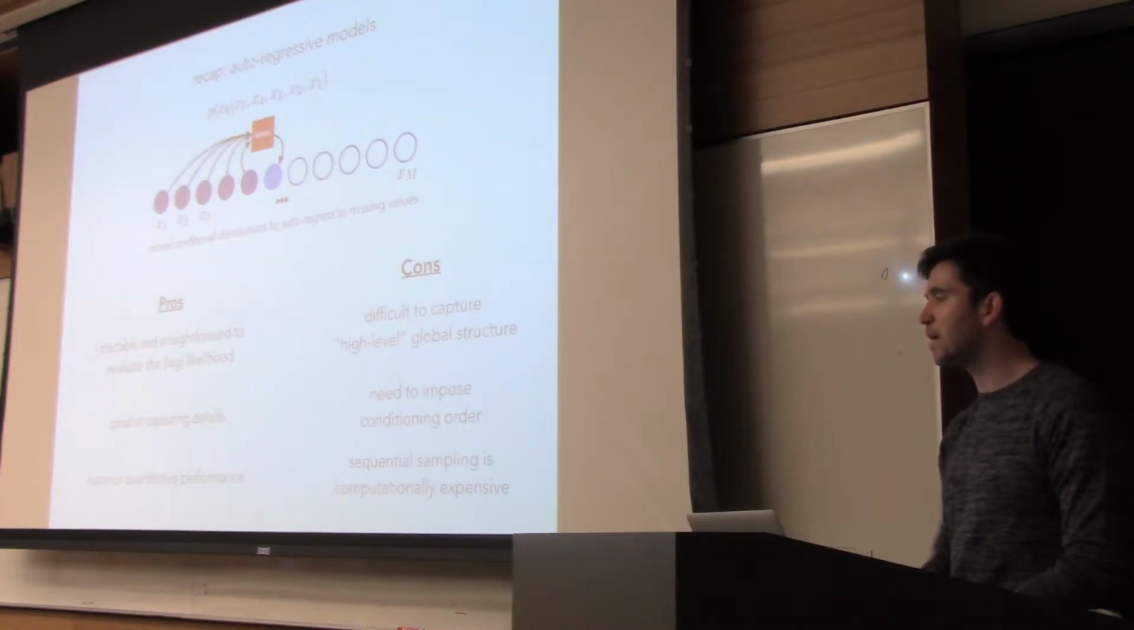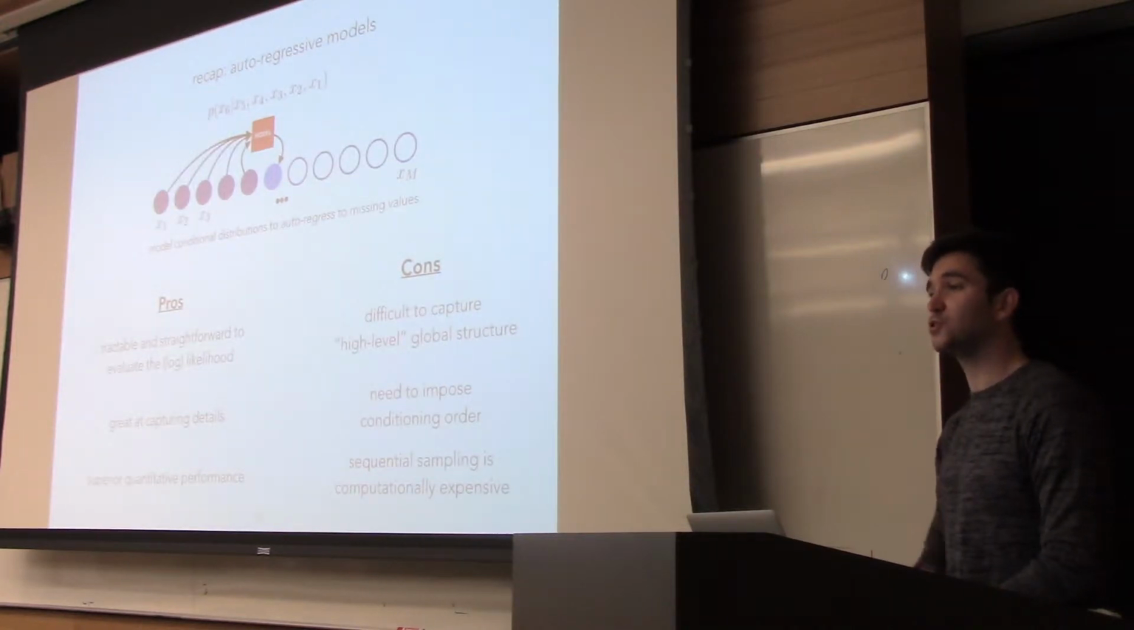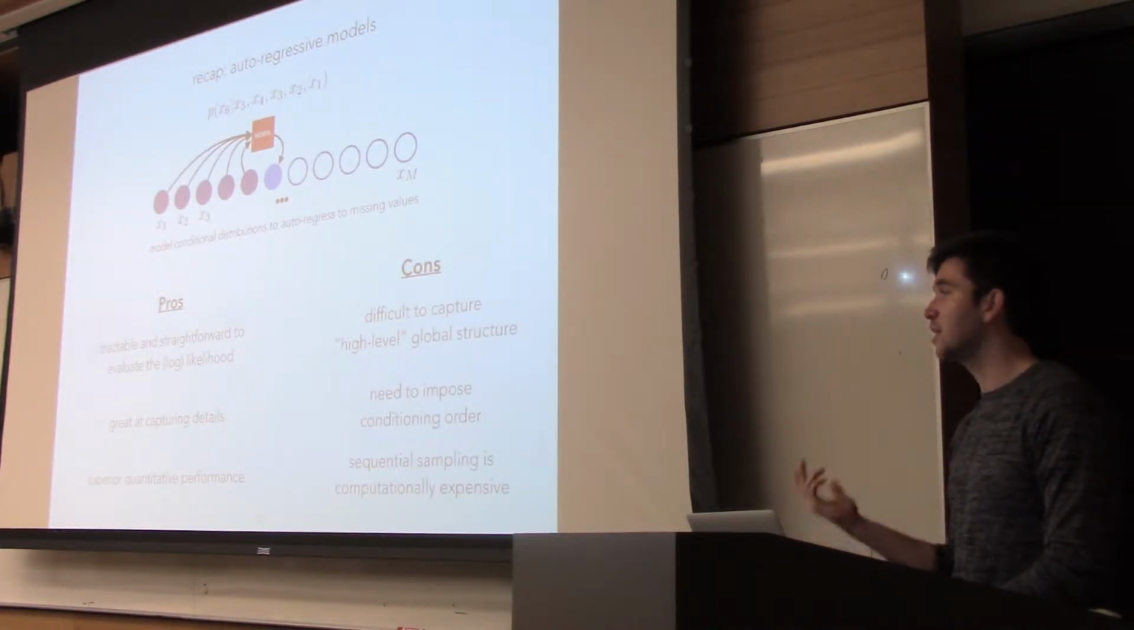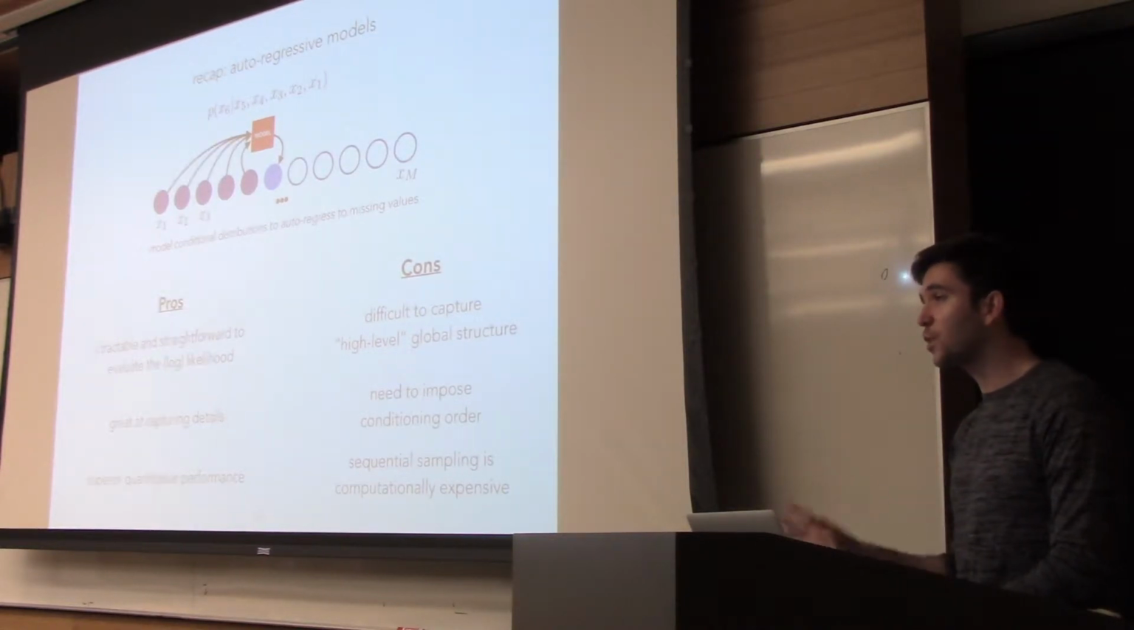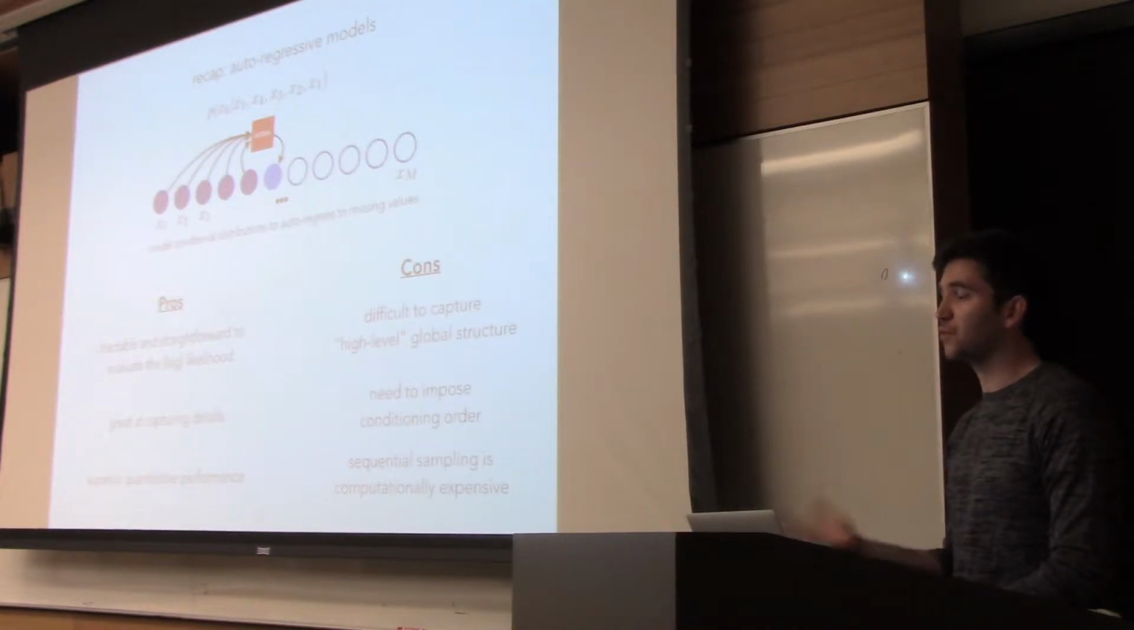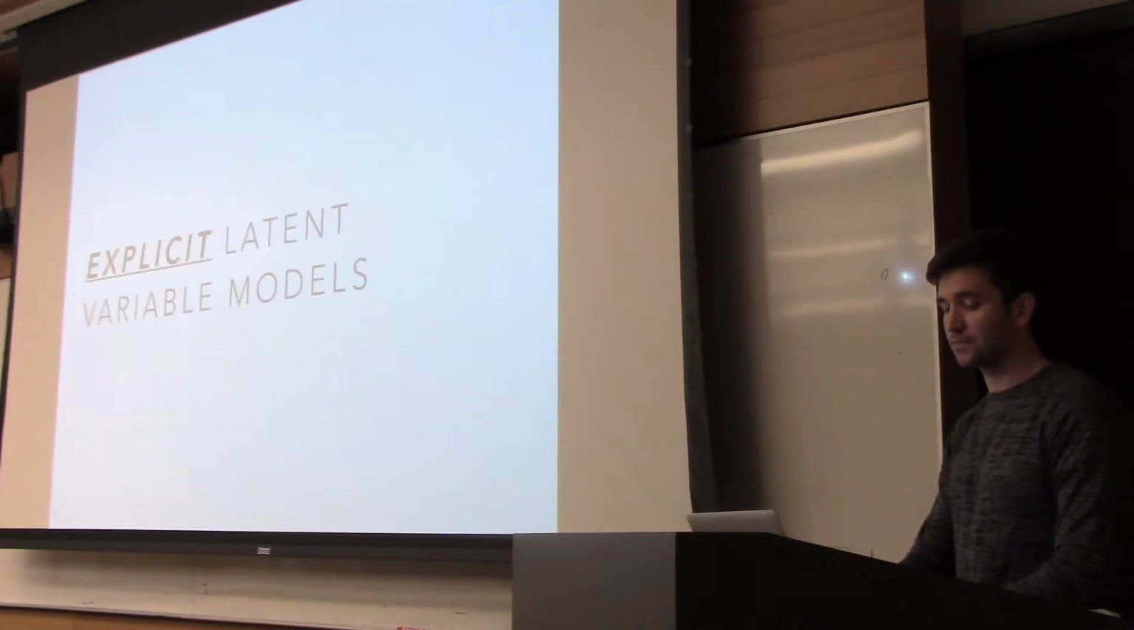And these models are by far the most computationally expensive because you have to do this sequential process of sampling during training and at test time. And there are ways to speed it up, but it's still by far the most computationally intensive.